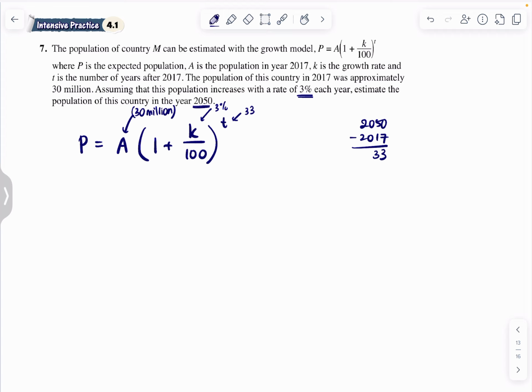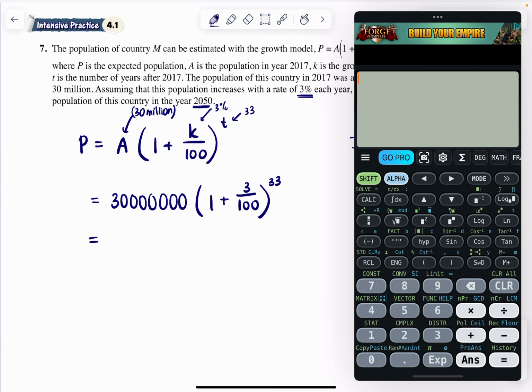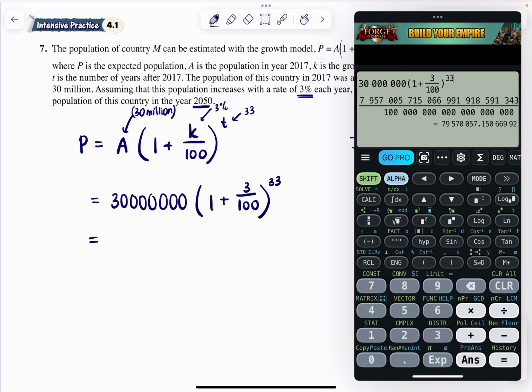they want us to find the population. So you just sub everything inside. 30 million, 1 plus K is 3%, so you write 3 over 100, then 33 years. So 30 million times (1 plus 3 over 100) to the power 33.